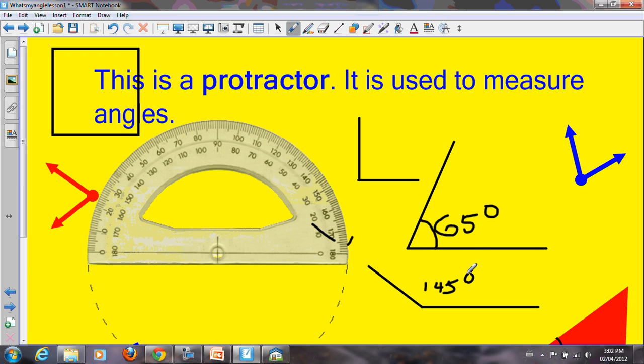So that's the easiest way to keep track of which way you're supposed to measure it. Whatever side the bottom of your angle is on, that's where you start with your 0. If it's on this side, you start with 0 on this side and count up. If it's on the other side, then you start with 0 on that side and count up.